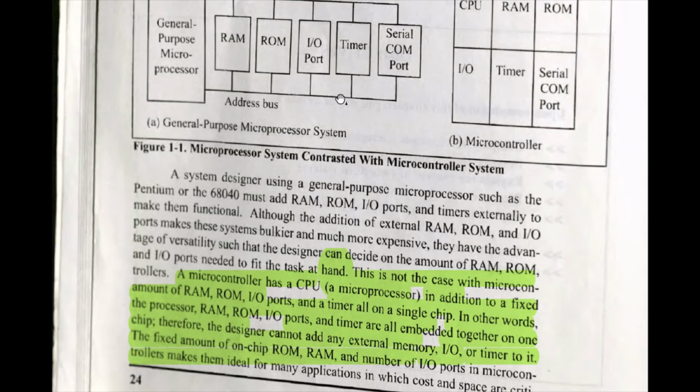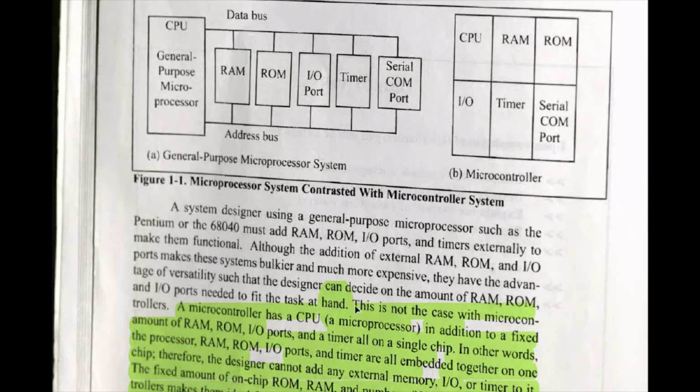So this system is more than a chip, bigger than a chip, but this is inside a chip, a small IC chip. So in other words, the processor, RAM, ROM, IO port and timer are all embedded together on one chip. Therefore, the designer cannot add any extra memory to it. The fixed amount of on-chip RAM, ROM and number of IO pins makes them ideal for any application in which cost and space are a criteria.